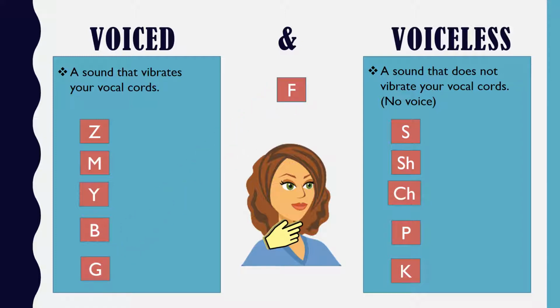Repeat f. The sound that the letter F makes is a voiceless sound. Repeat v. The sound that the letter V makes is a voiced sound. Repeat n. The letter N produces a voiced sound. And finally, repeat x. The letter X makes a voiceless sound.